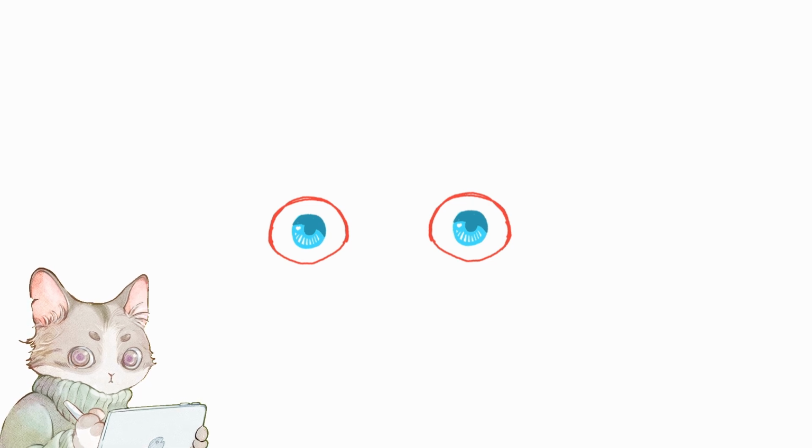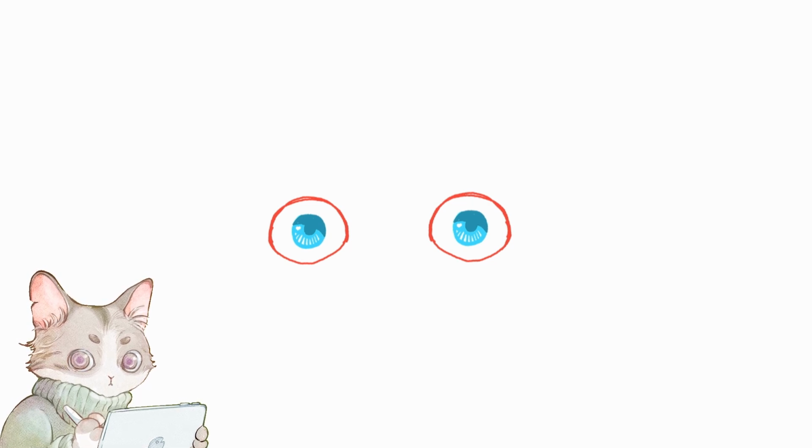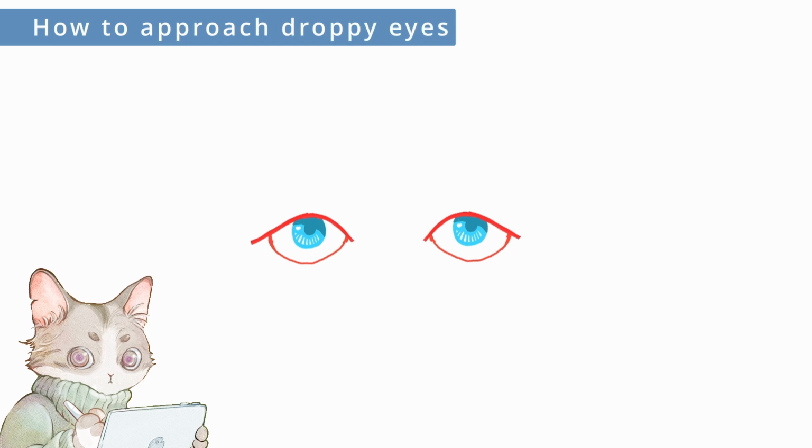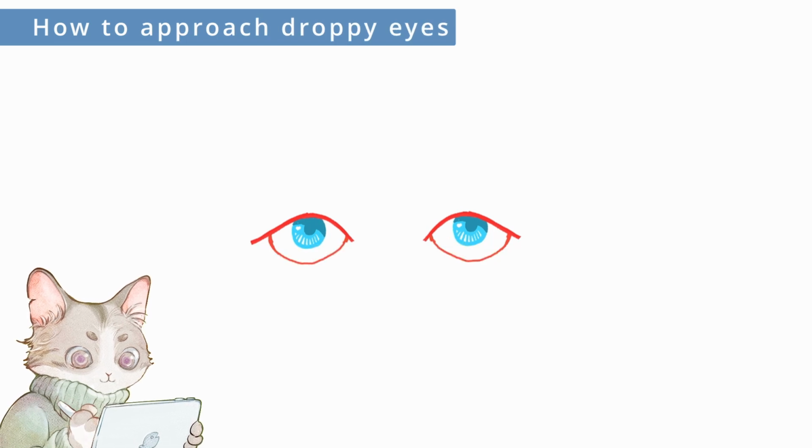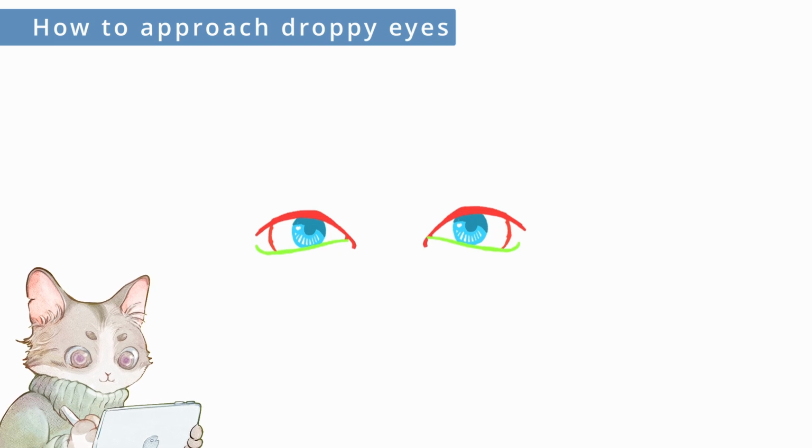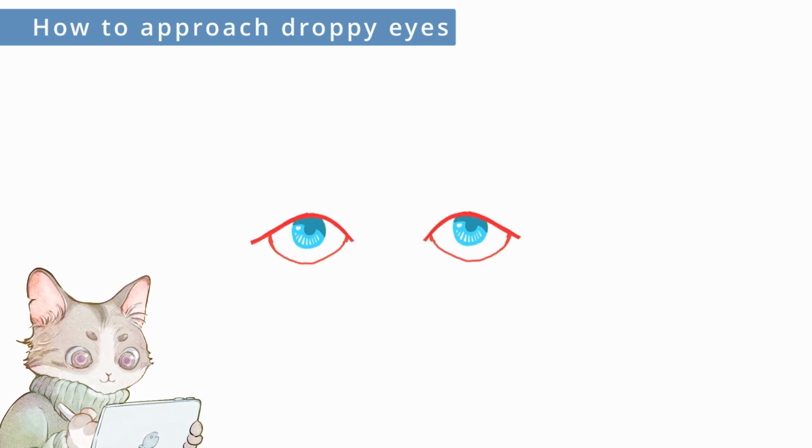Now, let's move on to droopy eyes. Droopy eyes are really tricky for me, so I usually only tilt either the upper eyelid or the lower eyelid, not both. That's because if you drop both like this, it ends up looking unnatural. At least that's my personal opinion.